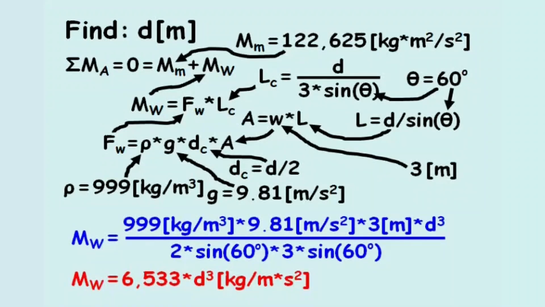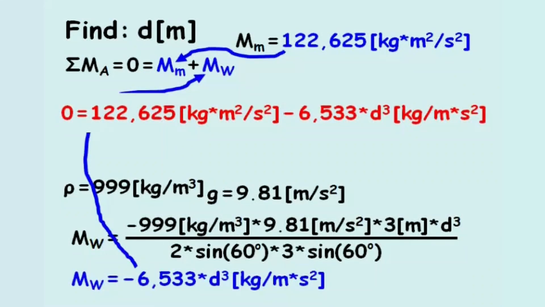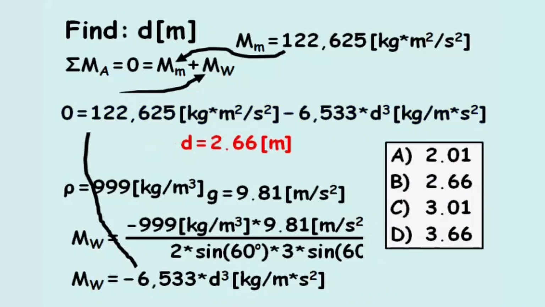Since this moment acts in the clockwise direction around point A, we'll add a negative sign in front, so it is negative 6,533 d cubed kilogram per meter second squared. Lastly, we can plug this value for variable Mw into our equation, summing up the moments around point A. From there, we can solve for the value of d, which equals 2.66 meters. When reviewing the possible solutions, the answer is B.